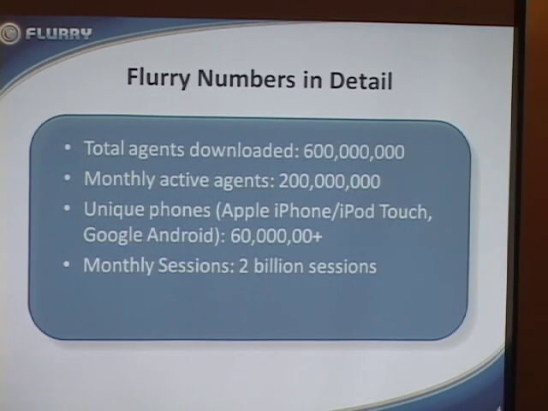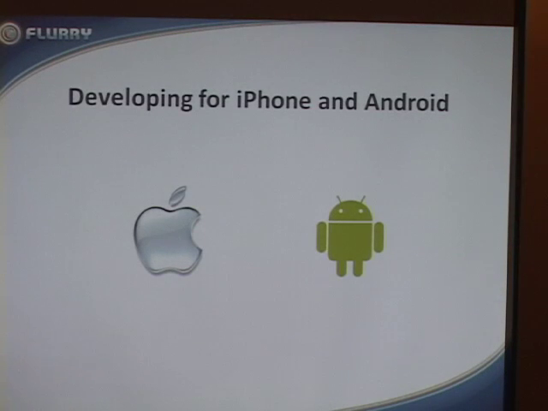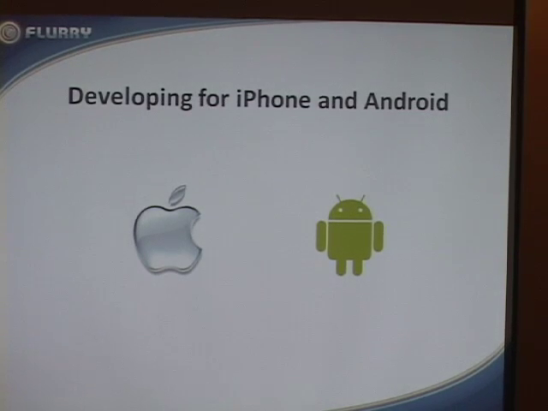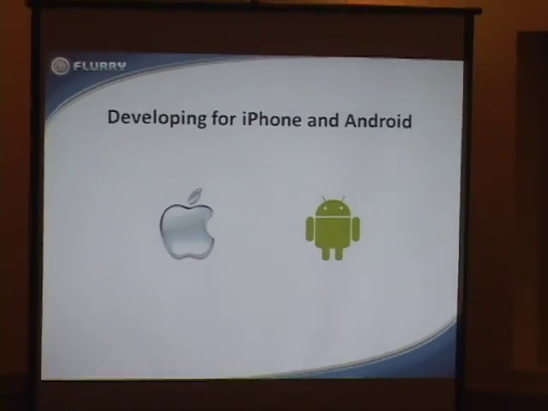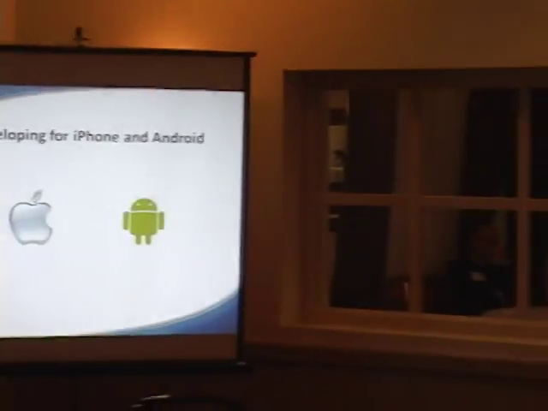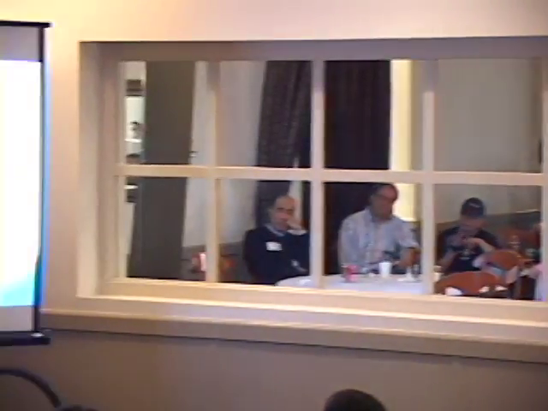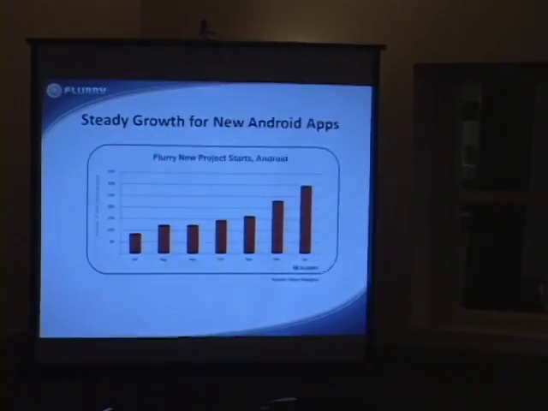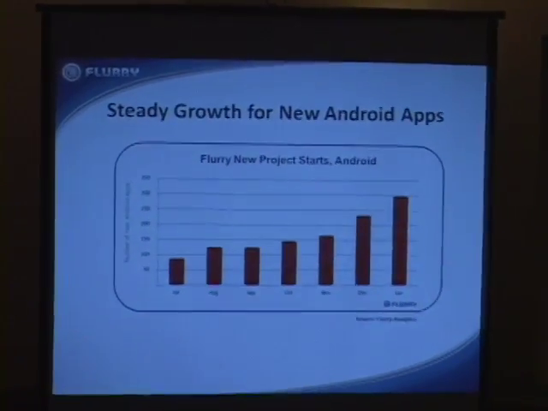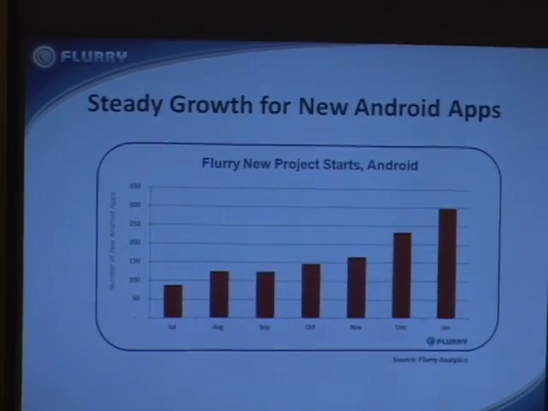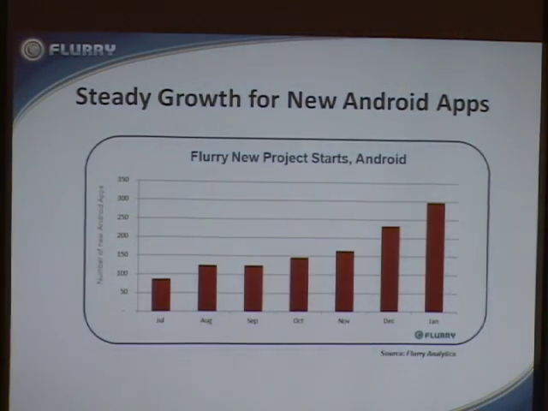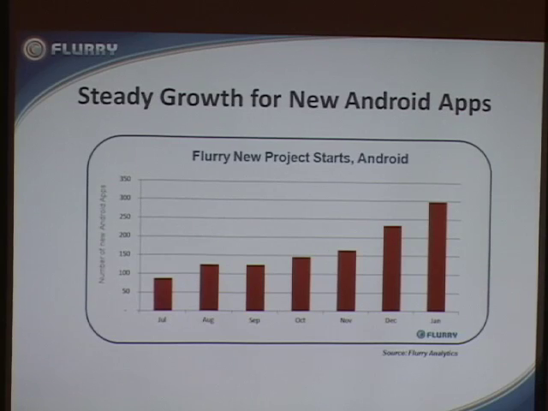general metrics for developers. We were asked here to talk about some of the trends we're seeing, the differences between the iPhone and Android, and what we're seeing in the Android market. We're very excited about Android and developers adopting it. As you can see here, starting in July, month-by-month growth is pretty healthy for new Android app project starts. So you can see our developer base in general is pretty excited about it as well, and it continues to grow here.